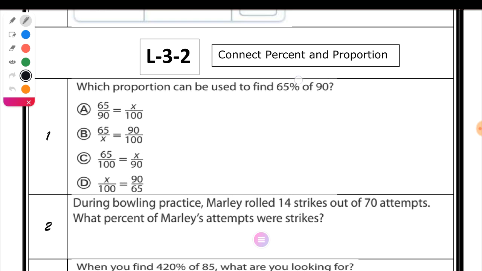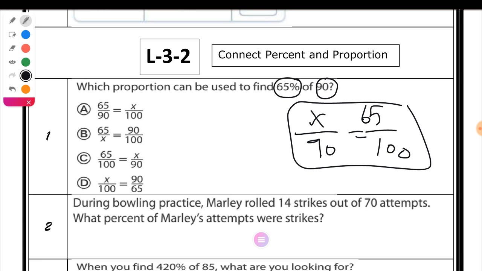As I told you before, this is the percent. Okay? And this is the whole. After "of", it's the whole. So I need the part. How to calculate the part? I can call the part x over 90, the whole, equal percent, 65 over 100.